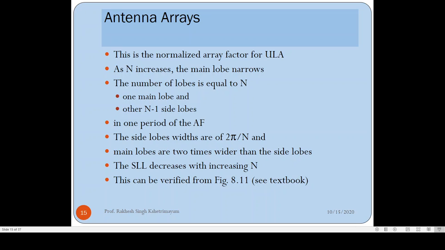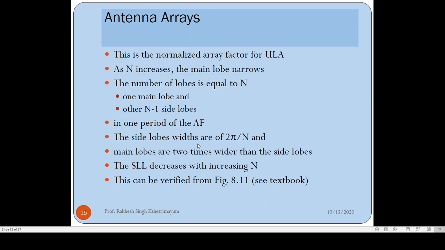If you increase N, that means the number of elements in the uniform linear array, if you keep on increasing it, the main lobe will become narrower and narrower. The number of lobes is equal to N. Total number of lobes is N. We'll have one main lobe and other side lobes, with one main lobe and N minus 2 side lobes.